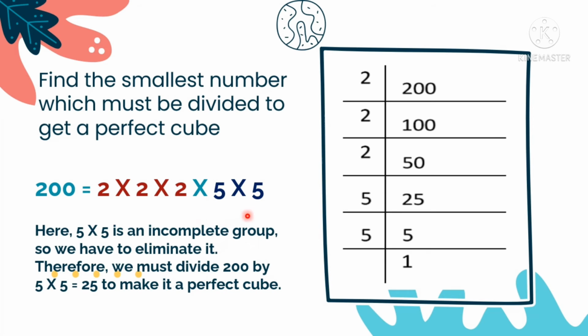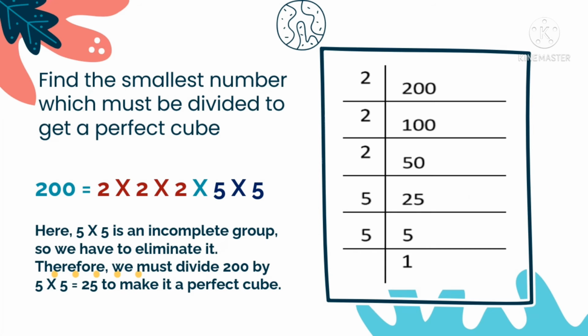So here we have seen that the 2 is grouped, but 5 is an incomplete group, not grouped. Since we have to divide, we have to eliminate these two 5's from here. These two 5's mean 5 times 5, so we eliminate 25. So we must divide this number by 25 to make it a perfect cube. So 25 is the smallest number. I hope you understood up to here. If you have any query, please do write it to me.